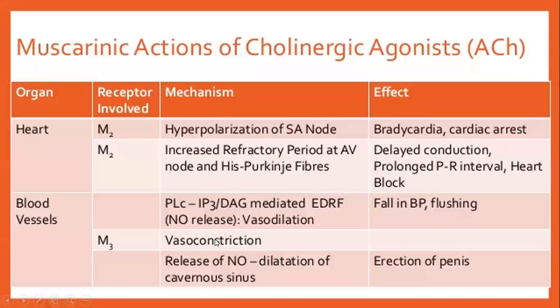This happens when the endothelium is damaged by diseases. Endothelium means what? The inner layer of blood vessels. When the endothelium is damaged by any diseases, then what will happen? The acetylcholine diffuses into the vascular smooth muscle.